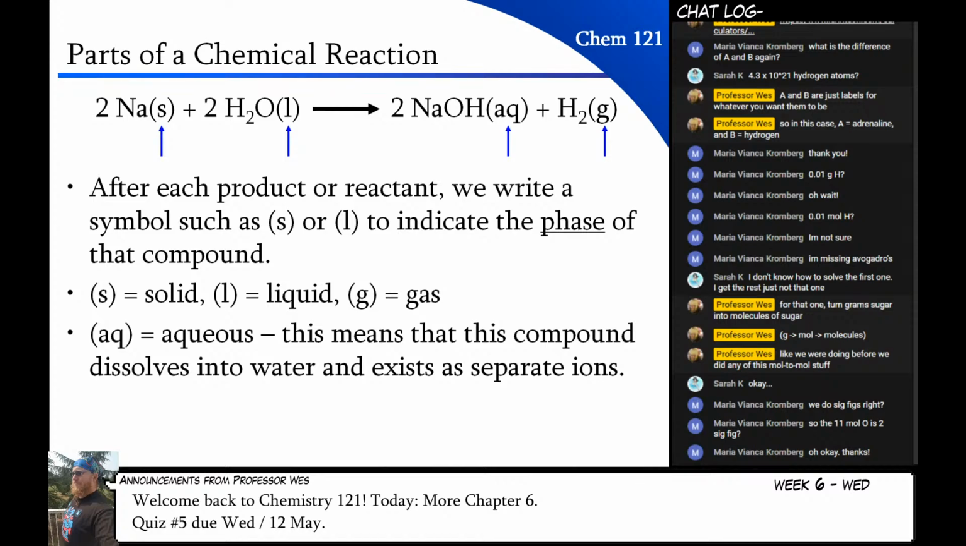All right, on the screen, you can see that there's a little label after each substance. So I've got sodium and then parentheses S. I got water and then parentheses L. And then A, Q, and G, and all that. These are what are known as the phase indicators for our substances. And they basically state what we're looking at: solid, liquid, or gas.